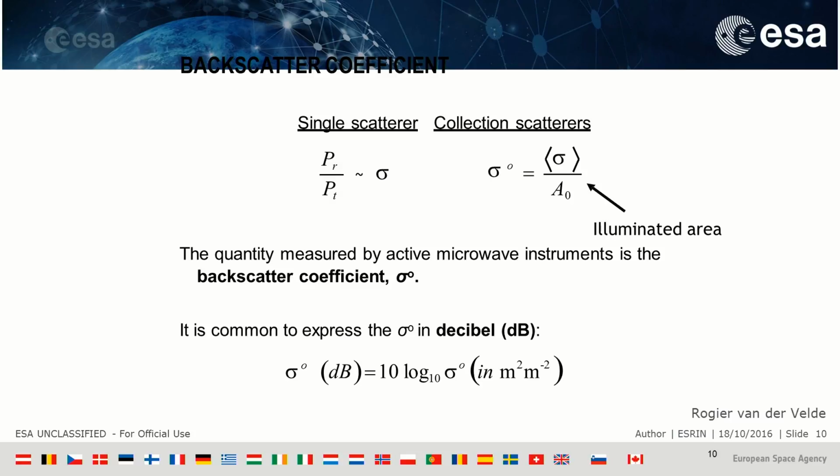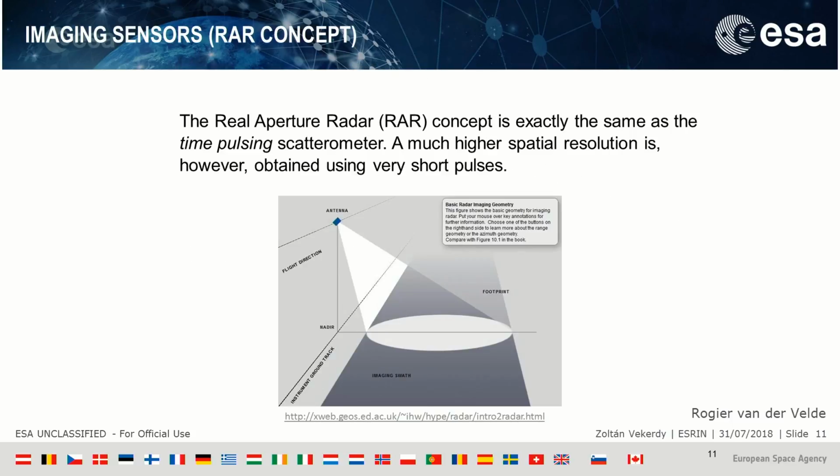what is the opposite of amplification in English? Dampening is expressed, sorry? Attenuation is expressed in decibels.